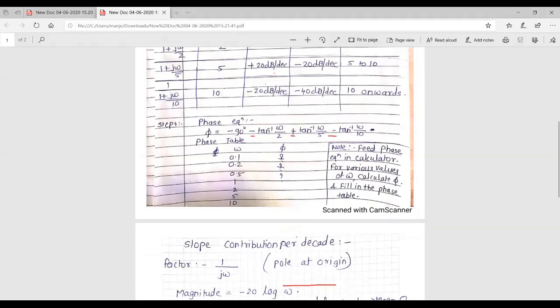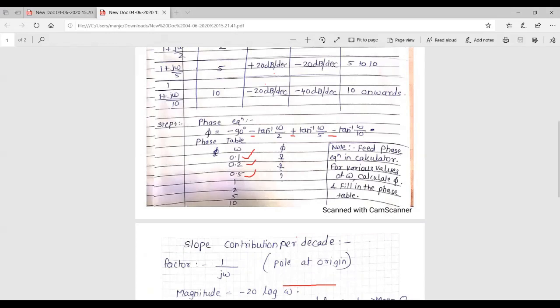Okay. Now the phase table is nothing but, for various values of omega, what the corresponding phi should be. So suppose the values of omega are 0.1, then 0.2, 0.5. These, in general, conventionally, are the values taken for calculation of the phase equation.